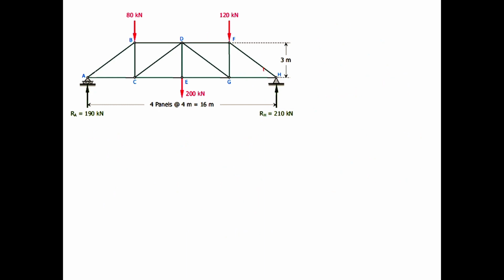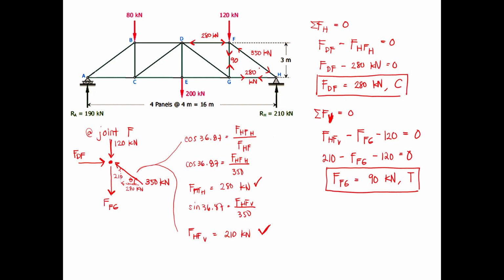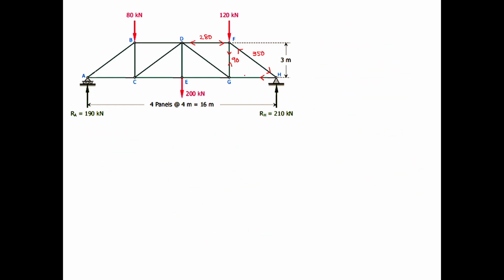Okay, so let's try to copy it again. Compression, this will be 350. Compression, this will be 280. Tension, this is 90. Then this one is in tension. Is that right, tension? 280.